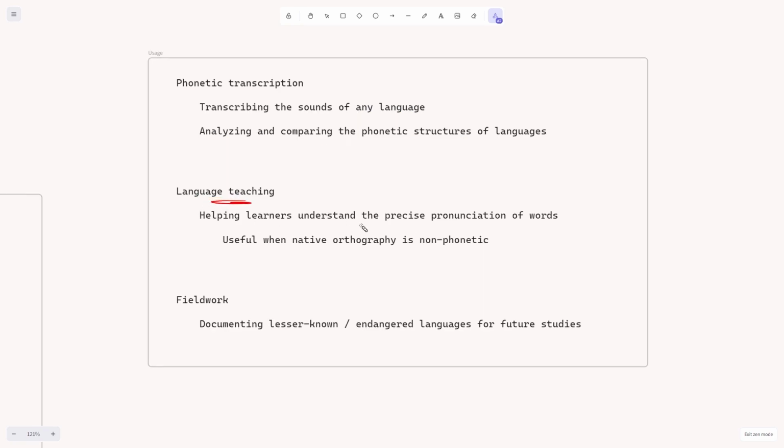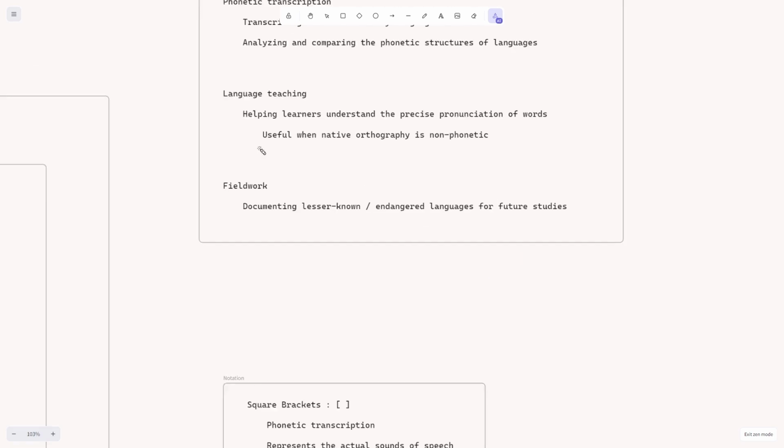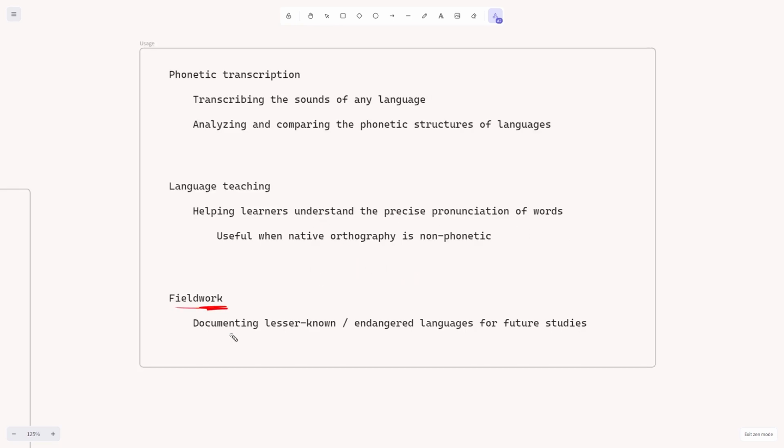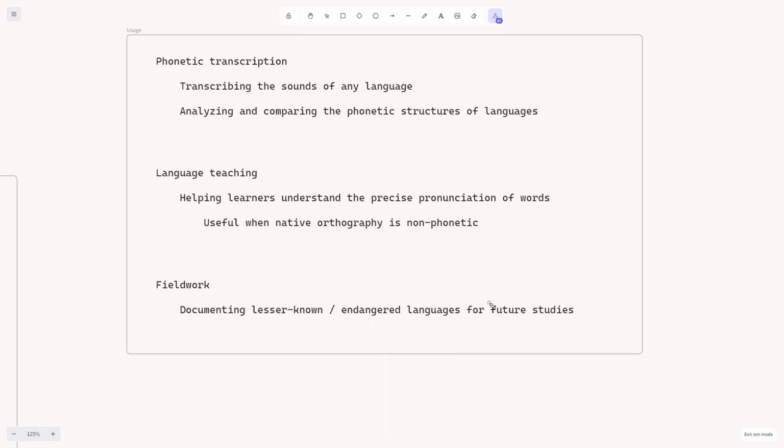In language teaching, it's used to help learners understand the precise pronunciation of words, which is especially useful when native orthography, so the way words are written, is non-phonetic. This, for example, we could see up here, where the O-U-G-H is always written the same, but phonetically it's always pronounced differently. In fieldwork, the IPA is used to document lesser-known or endangered languages to create accurate records of phonetic details for future studies in linguistics.